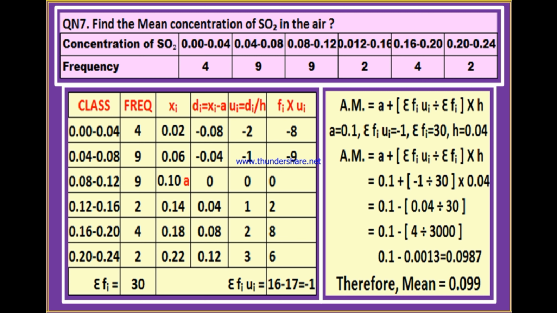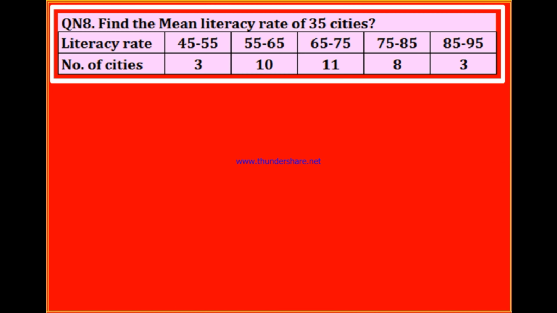Very good. Dear children, now let us solve question number 8. Here is question number 8. Find the mean literacy rate of 35 cities. Shall repeat. Find the mean literacy rate of 35 cities. Here the first row stands for literacy rate and the second row gives the values of number of cities. The first is literacy rate.